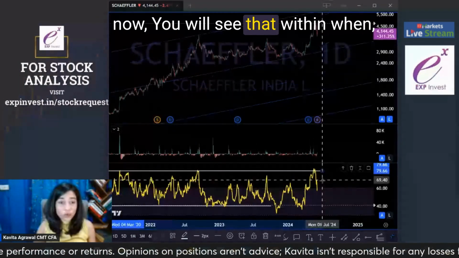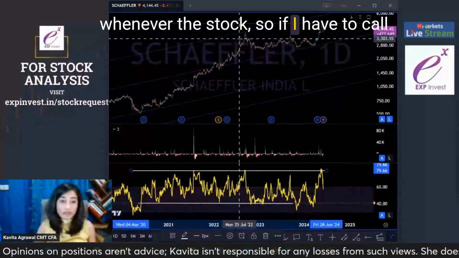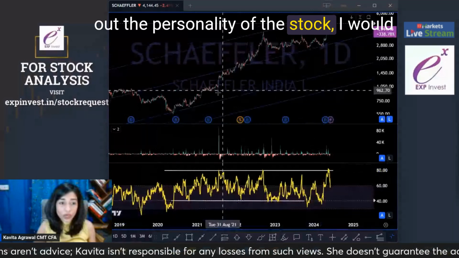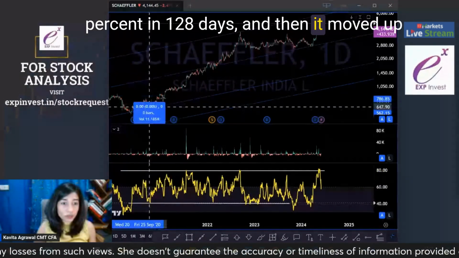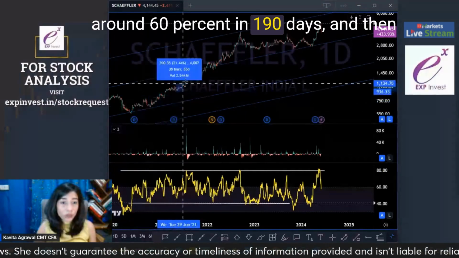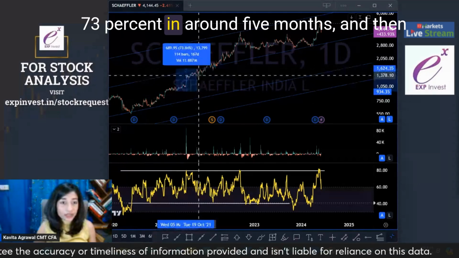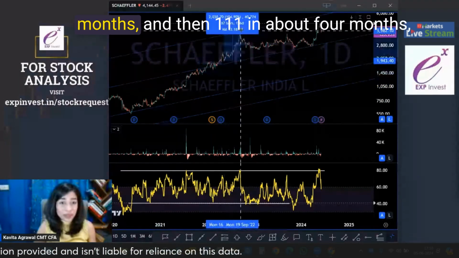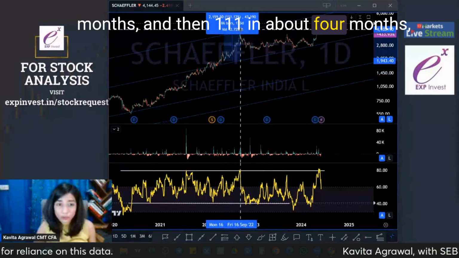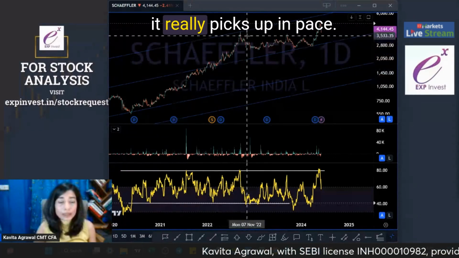Now, if I have to call out the personality of the stock, I would say that I can see it moved up 40% in 128 days, and then it moved up around 60% in 190 days, and then 70% in around 5 months, and then again 75% in about 7-8 months, and then 111% in about 4 months. So it starts slow, but it really picks up in pace.